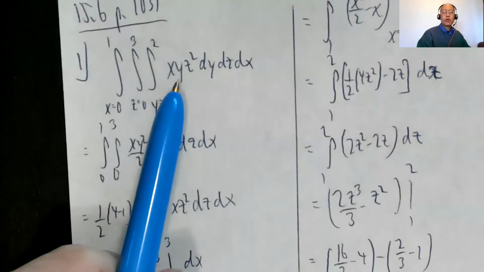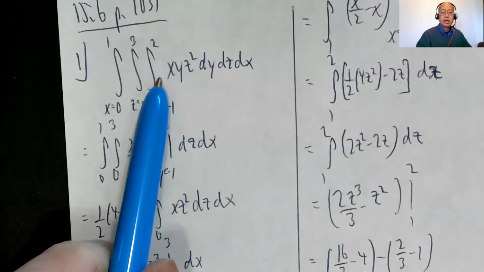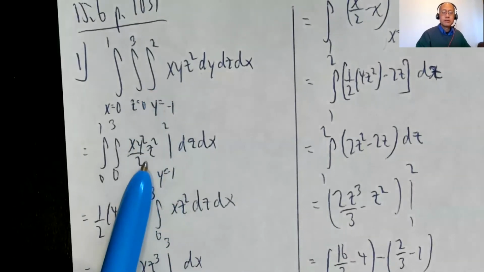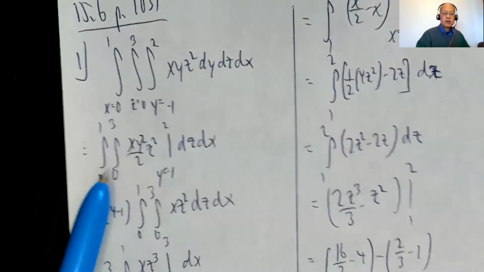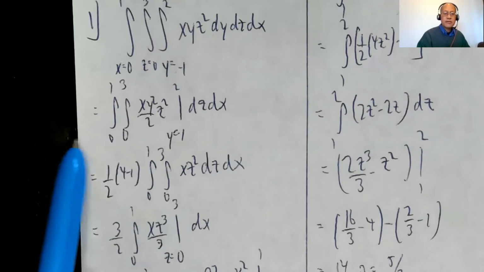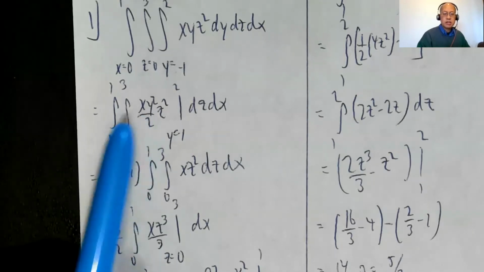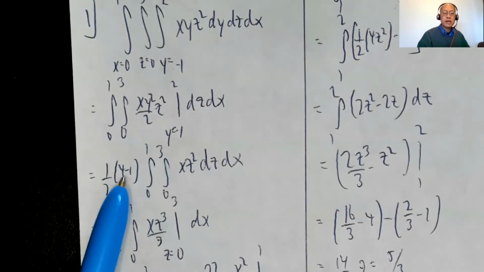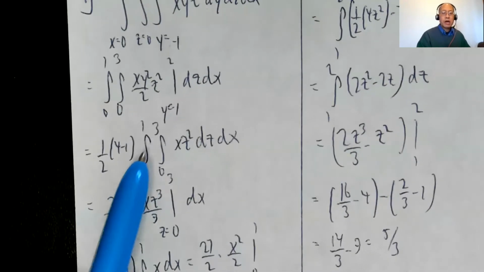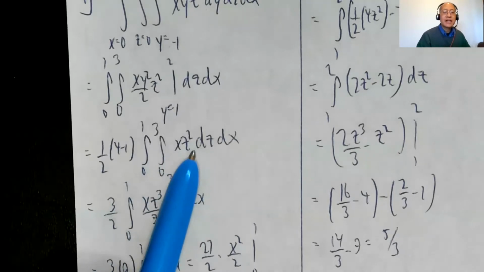So you integrate with respect to y first, which means x and z are constant. So that's x, y squared over 2, z squared, and y goes from -1 to 2. Take out the half. x z squared is considered constant. Plug in 2, you get 4. Plug in -1, you get 1. So 1/2 of 4 minus 1, that's a constant, it comes out. And now we have x z squared dz dx.